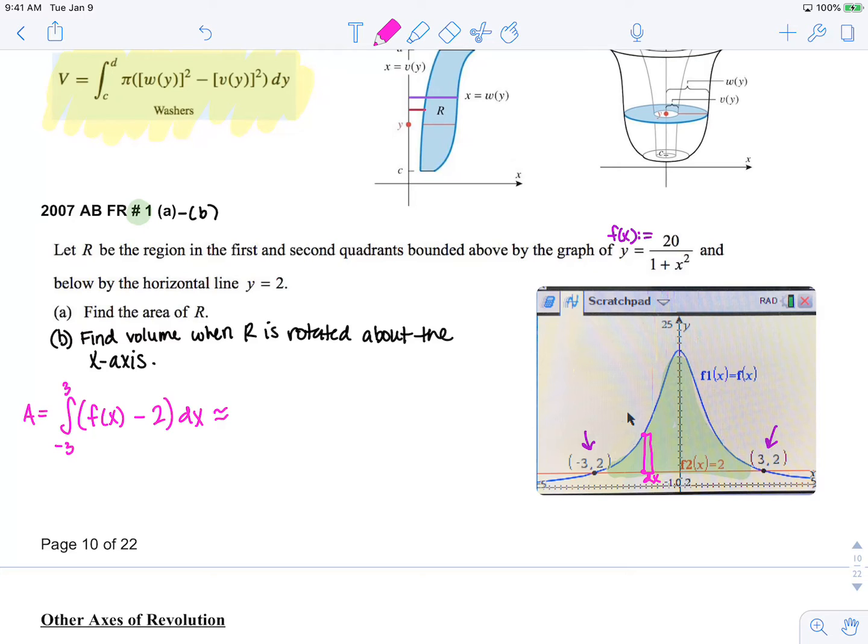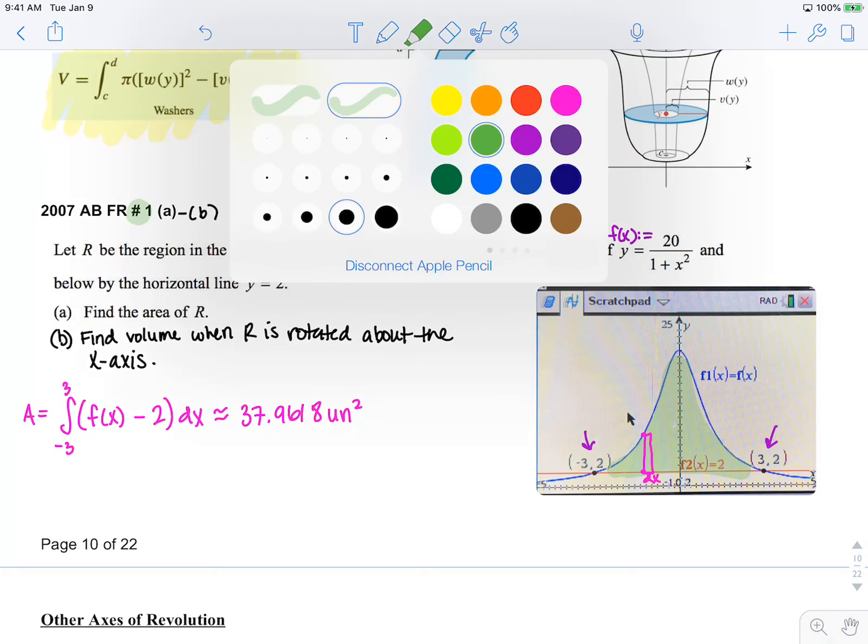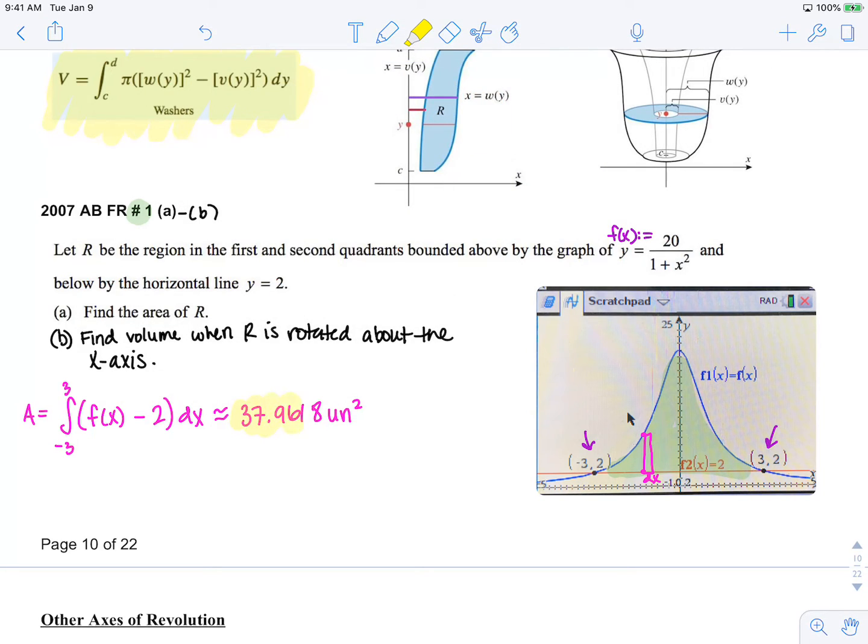and we get an approximate area of 37.9618 units squared. They didn't ask for units, but we can go ahead and write that. We won't be incorrect.